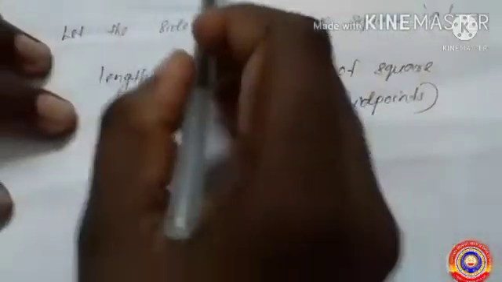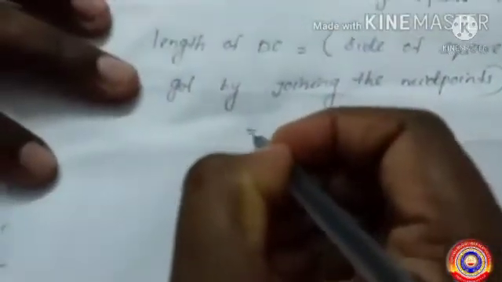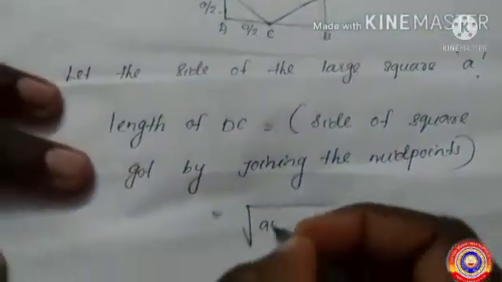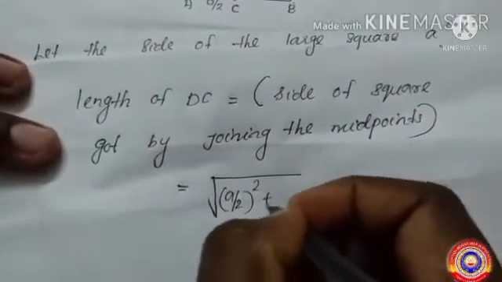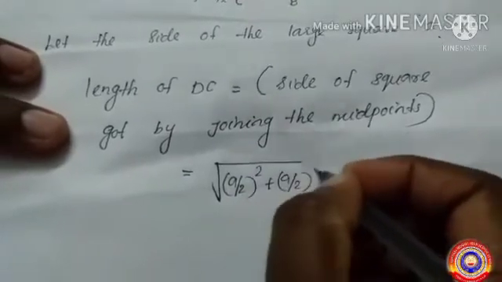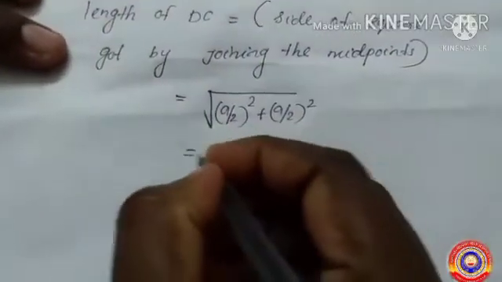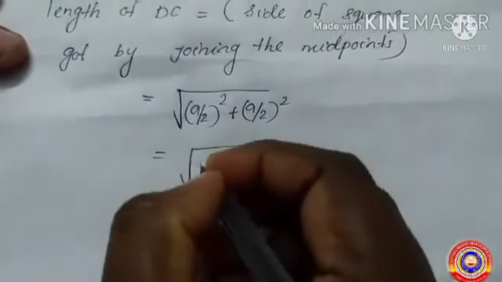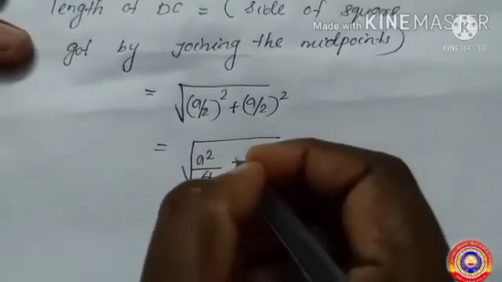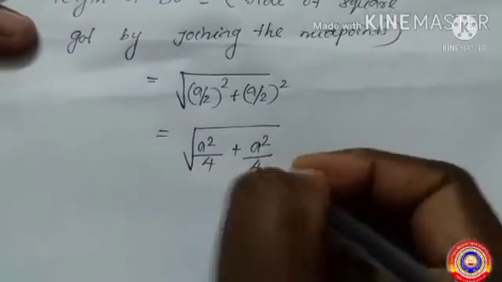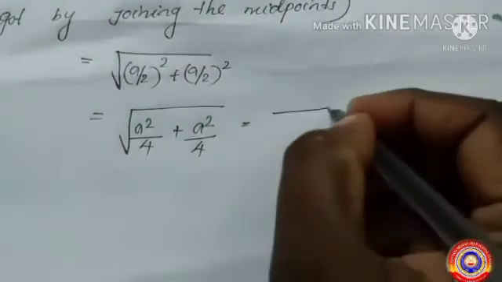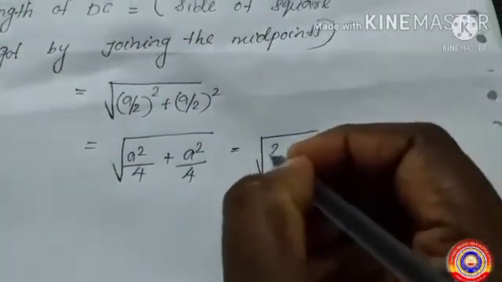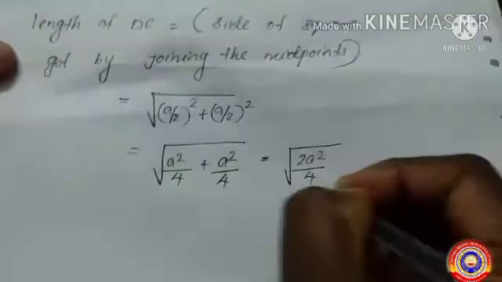It is equal to the side of the square got by joining the midpoints of the bigger square, which is equal to root of base square plus altitude square: (A by 2) the whole square plus (A by 2) the whole square, which is equal to A square by 4 plus A square by 4. We add them, then 2A square by 4.